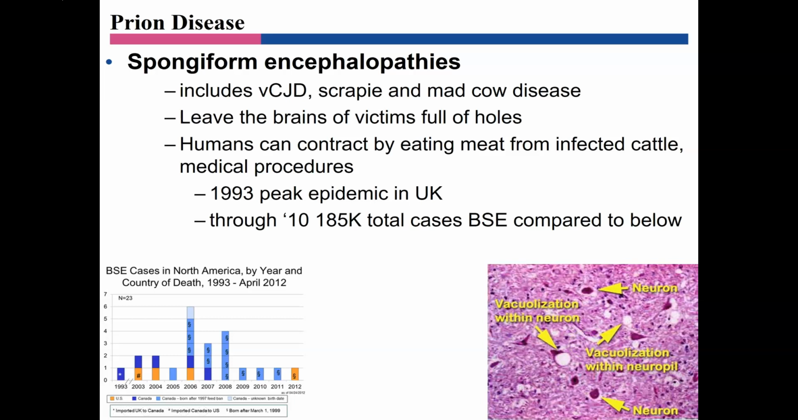Humans contract vCJD by eating contaminated beef from infected cattle. In the 1990s, there was an outbreak of mad cow in the UK, but at the time they did not realize that mad cow could be transmitted to humans. These cases didn't get much attention, but the epidemic amongst the cattle was becoming widespread, and eventually some sick cattle were used in the human food supply. This led to a rise in variant Creutzfeldt-Jakob disease that peaked in 1993.